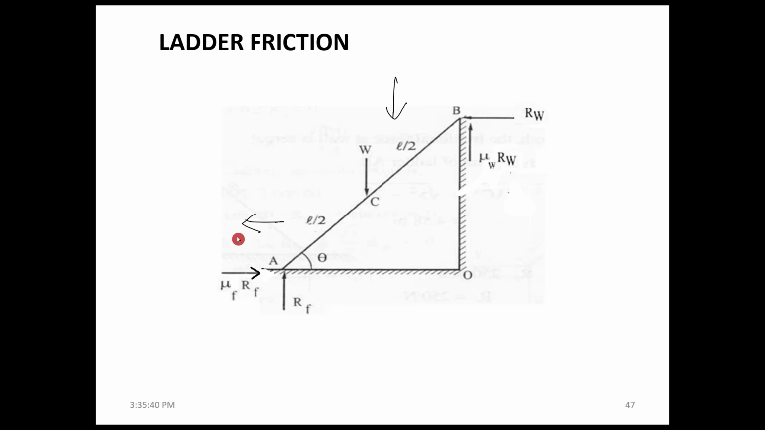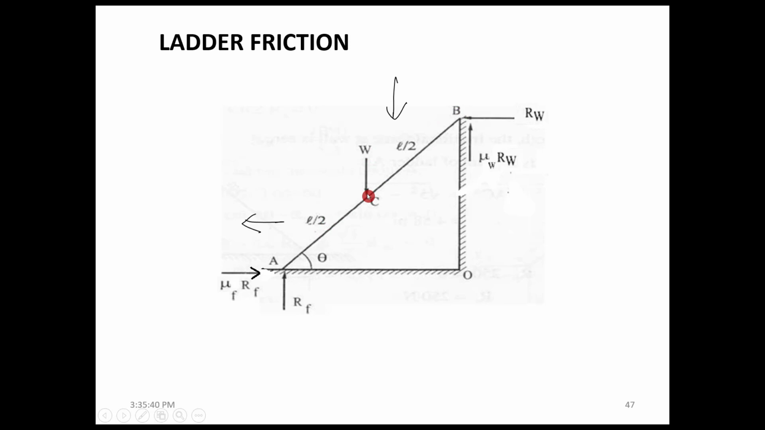So hence solved. The other type of problem is ladder friction. This is a common problem which we encounter on climbing a height. So we have the ladder placed like this from A to B, so that the person at A can climb this ladder and reach the point B.